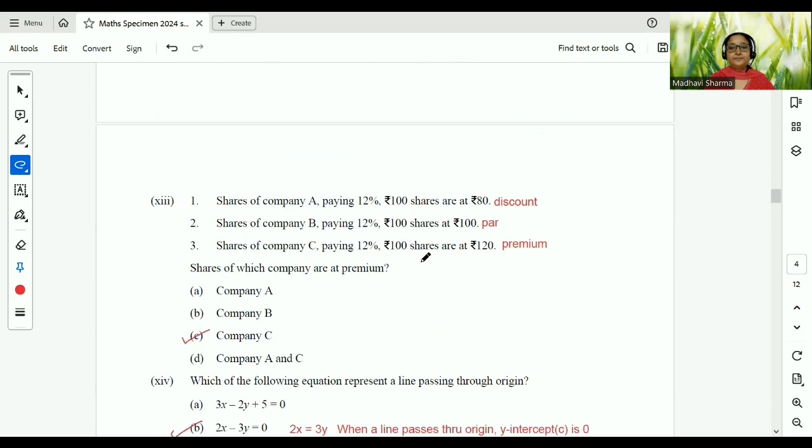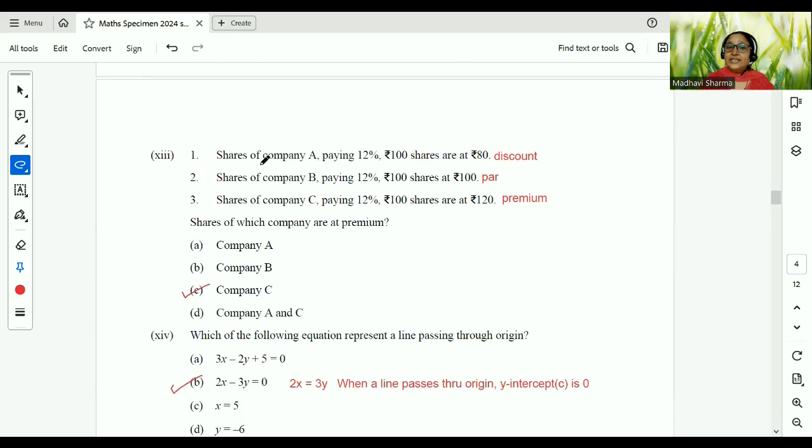Let's move ahead. Shares of company A paying 12%. Rupees 100 shares are at 180, it's at a discount. 100 rupee shares at 100, the market price and the written price, that is the face value, are the same, so it is at par. The market price is more. 100 rupee shares are at 120. Definitely it is at a premium. Company C.